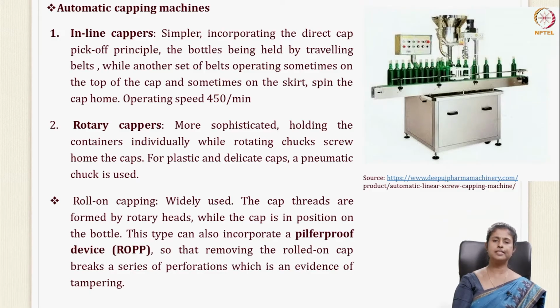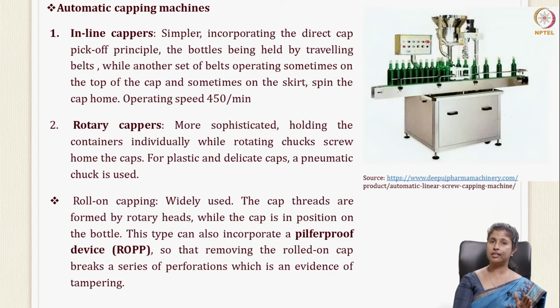So inline cappers is actually a simpler method. The bottles are conveyed on the conveying belts and the cap is directly attached to them from another conveyor belt on top of it. Okay, and the operating speeds are around 450 bottles per minute. On the other hand, the rotary cappers is more sophisticated. Individually, the containers are held while the rotating chuck screws put the caps on them. And for plastics and delicate caps, generally they use pneumatic chucks where they'll have air turning it rather than applying pressure. The picture here is showing the linear screw capping machine.